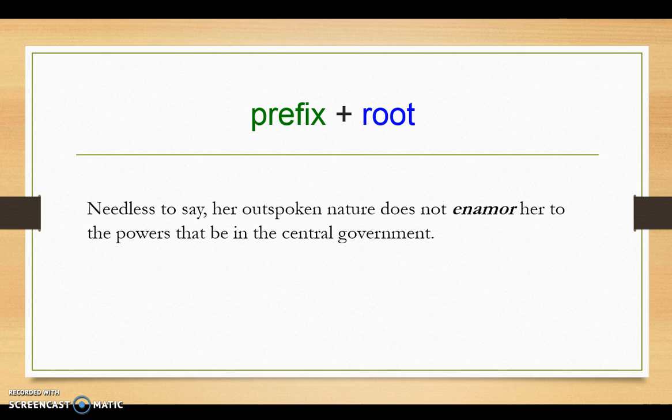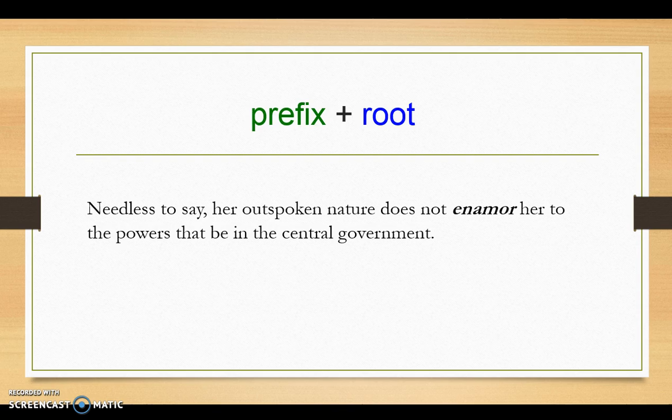Let's practice with a few roots and affixes in different combinations now. The first one we'll work with is a word made up of a prefix and a root. So we're reading a text with the following sentence. Needless to say, her outspoken nature does not enamor her to the powers that be in the central government.